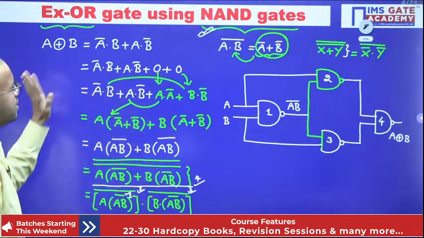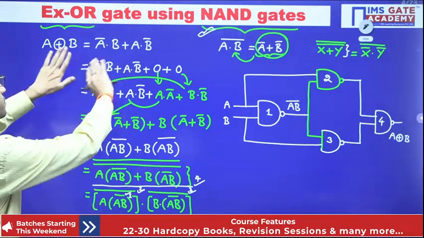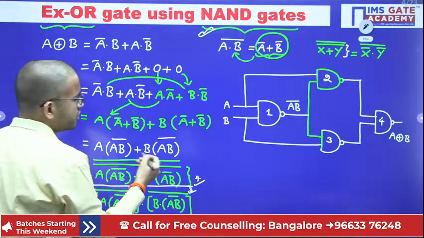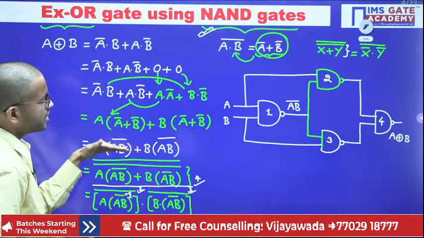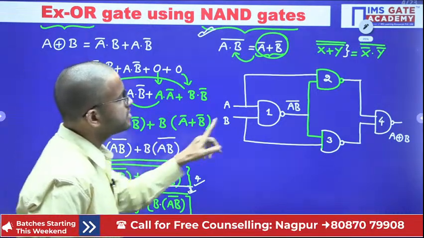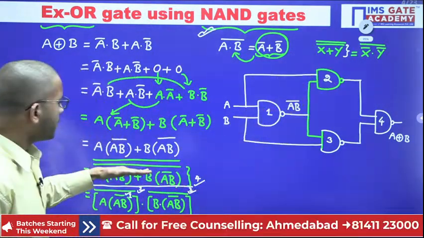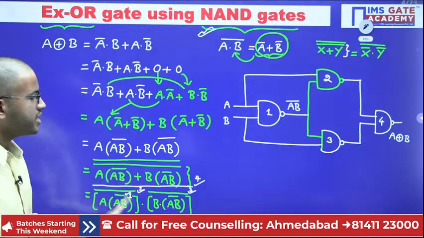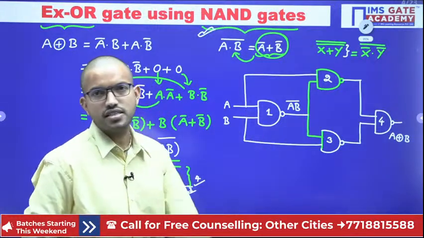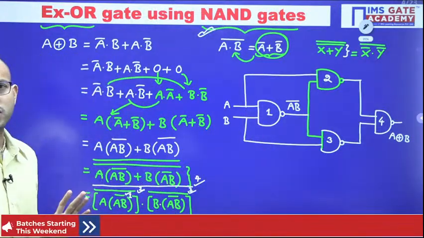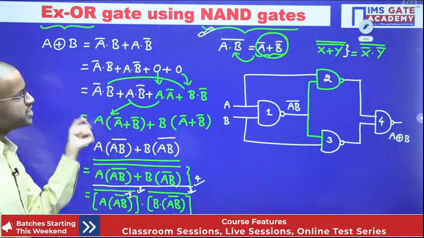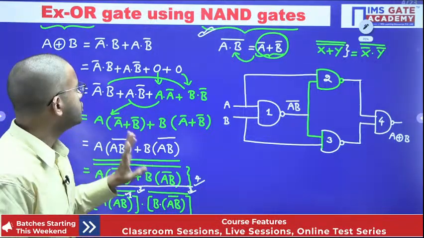I hope the adjustment or manipulation I have done to get the expression like this is clear. The expression you have is in the form of x plus y. So we have applied complement 2 times. For the inner complement, we have applied De Morgan's law. If you do this manipulation, then 4 NAND gates are sufficient for implementing a 2-input XOR gate. Some of you might have the doubt, sir, how to do this kind of manipulation in the exam. Don't worry at all.